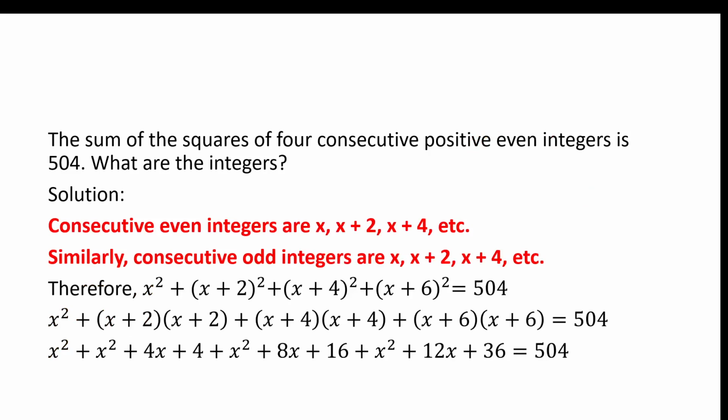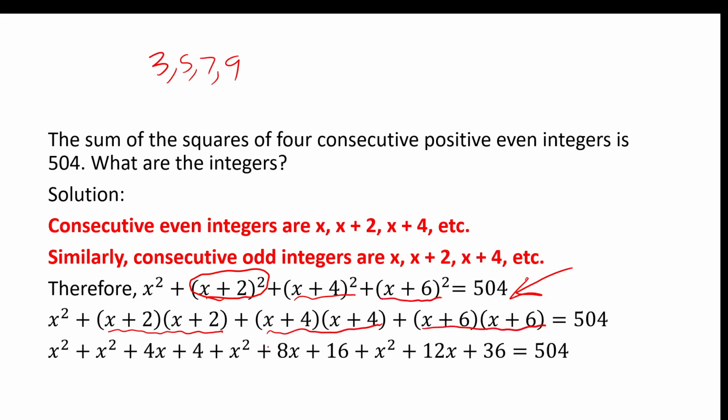And the same would work if it was odd integers. If it was odd integers, the numbers 3, 5, 7, 9, we're still adding 2 every time. So just like we said on the previous slide, our initial equation is going to be the one with the arrow pointing at it. x plus 2 quantity squared is just going to be x plus 2 times x plus 2. x plus 4 quantity squared is going to be x plus 4 times x plus 4. And x plus 6 quantity squared will be x plus 6 times x plus 6.